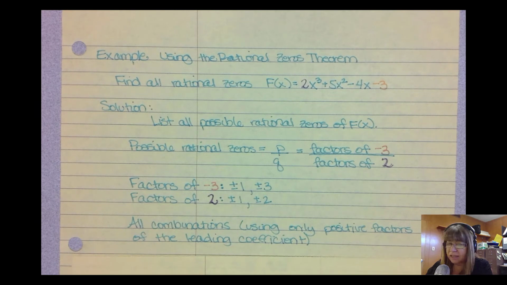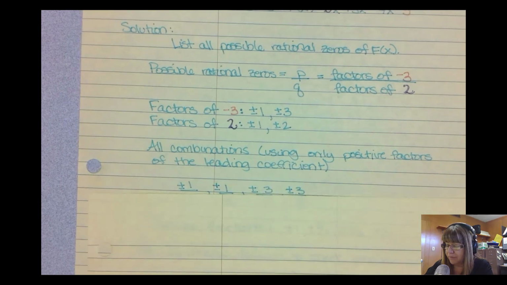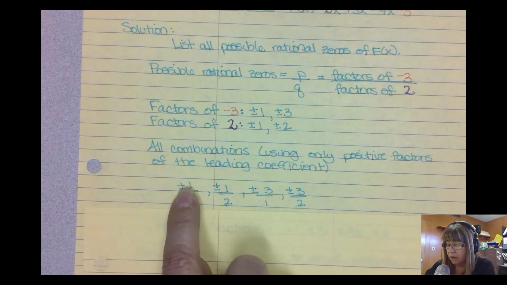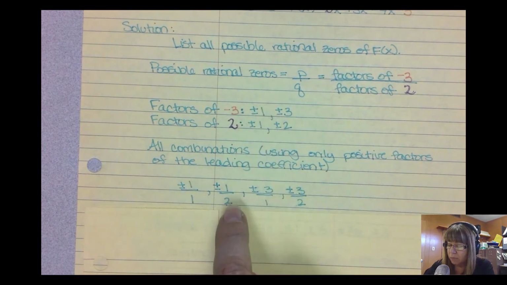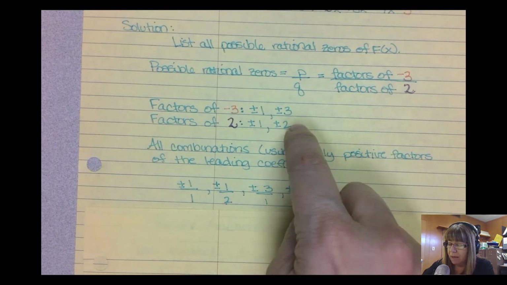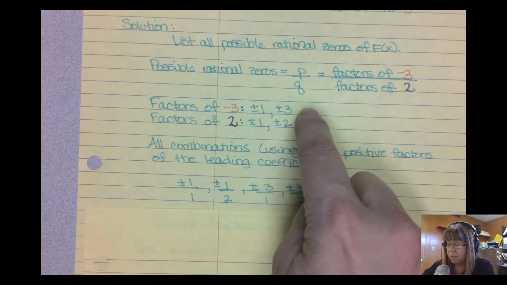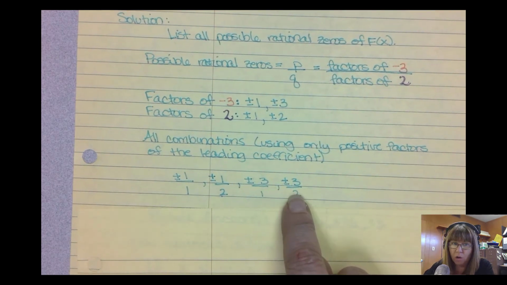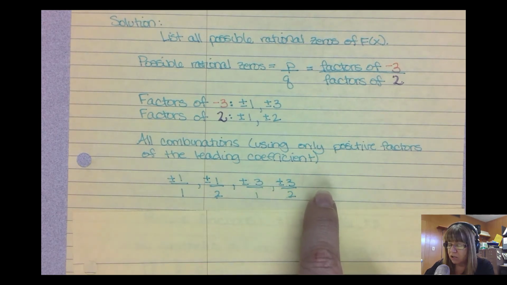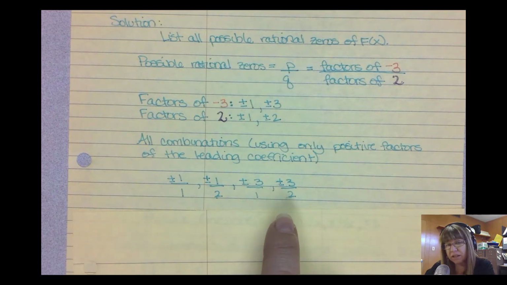Now let's think about all the combinations using only the positive factors of the leading coefficient. So I don't care about this negative 1 and negative 2. I'm just going to use 1 and 2. Well, here we go. I could put the plus or minus 1 on top with the 1 on the bottom. I could put the plus or minus 1 on top with the 2 on the bottom. Plus or minus 3 on top with the 1 on the bottom. And plus or minus 3 with the 2 on the bottom. These are all the combinations where we have the factors of the constant term on top, and the factors of the leading coefficient on the bottom.